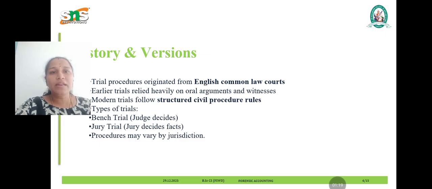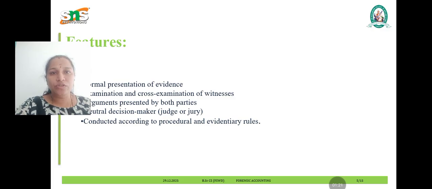Next, we are going to see the features of forensic accounting evidence. Normally we present the evidence along with the cross examination of the witnesses. We have bank statements and ledger documents, along with the data and information we have collected. The arguments are presented by both parties and a neutral decision maker, that is the judge, and it mainly goes under procedural and evidentiary rules.